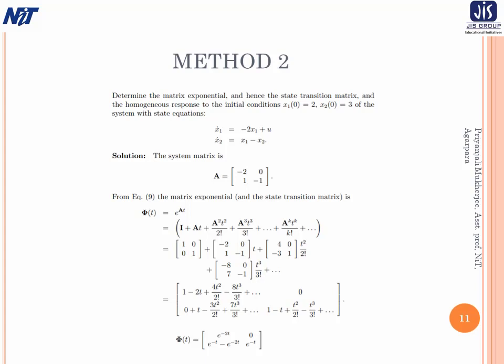So this method is rarely used to compute e to the power At. The Laplace method is very convenient, and generally it is used to compute e to the power At. But for small matrices, a 2 by 2 or 3 by 3 matrix, we can use the e to the power At power series formula, and for this matrix [minus 2, 0; 1, minus 1], we find that it becomes e to the power minus 2t, 0, e to the power minus t minus e to the power minus 2t, and e to the power minus t. But it is not practically used for higher order systems.